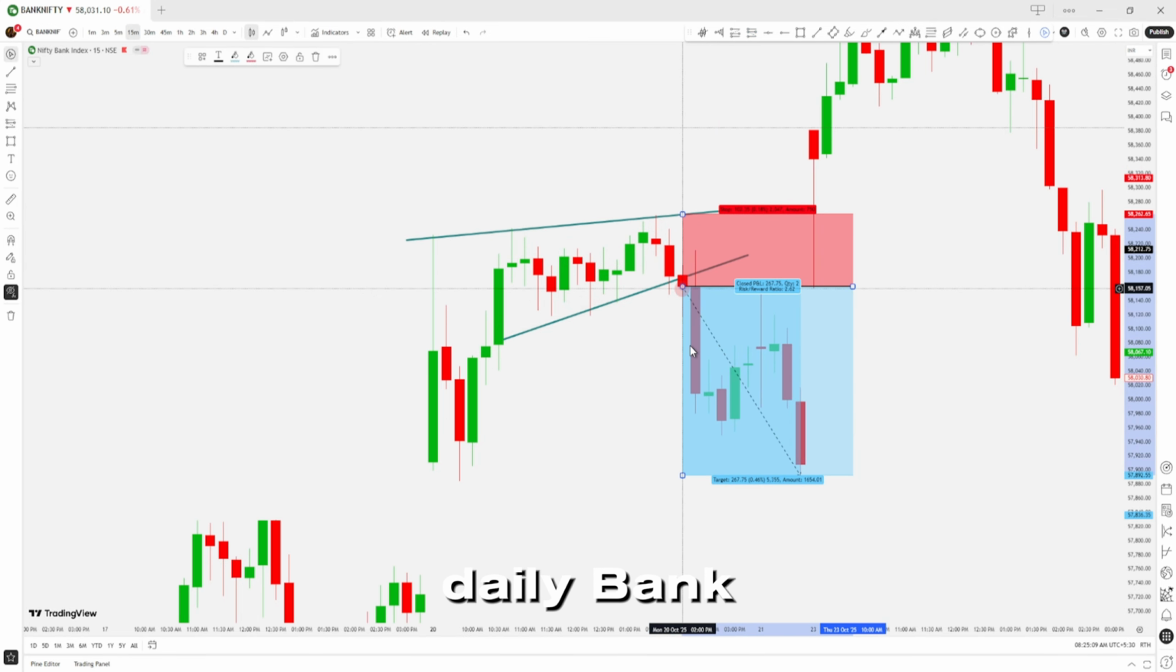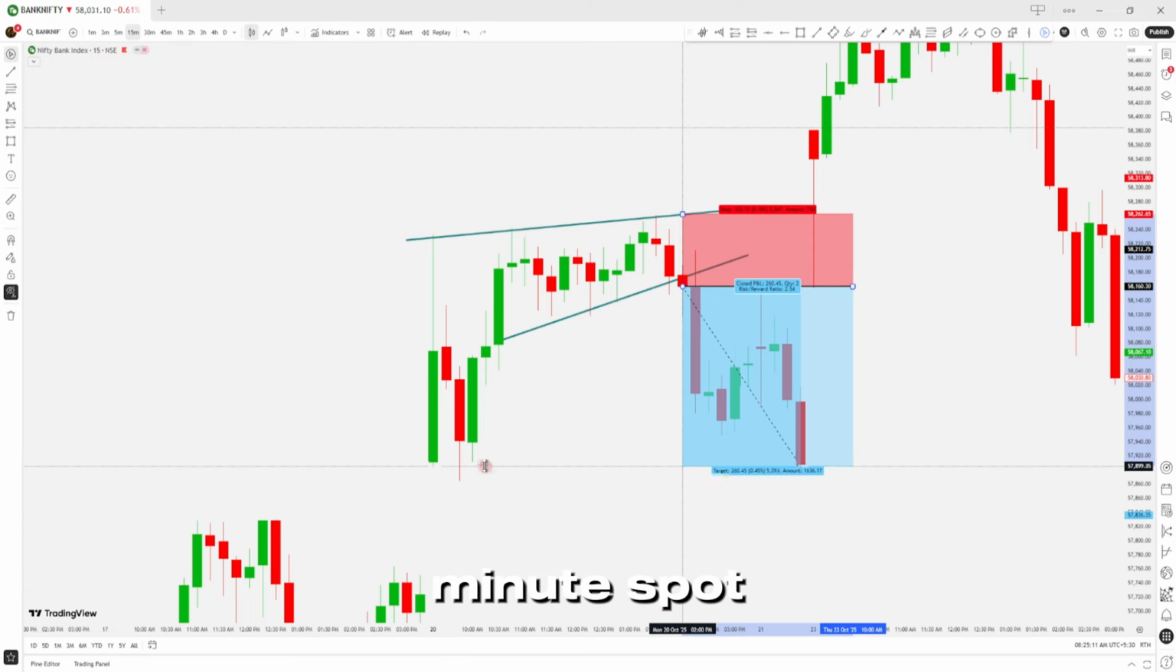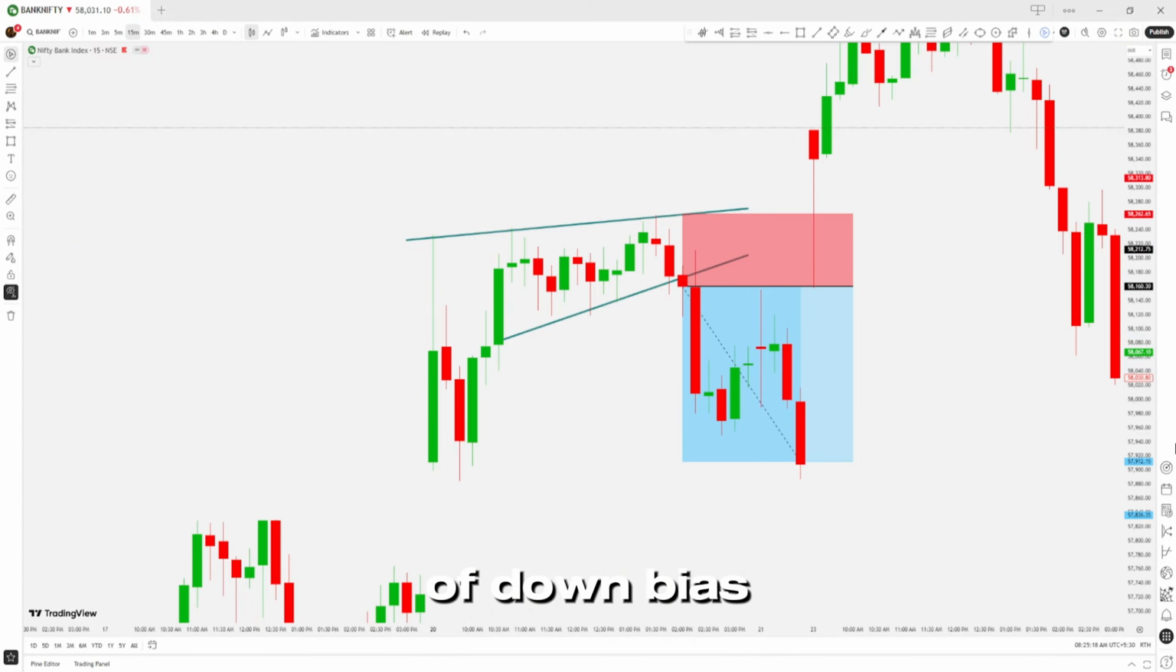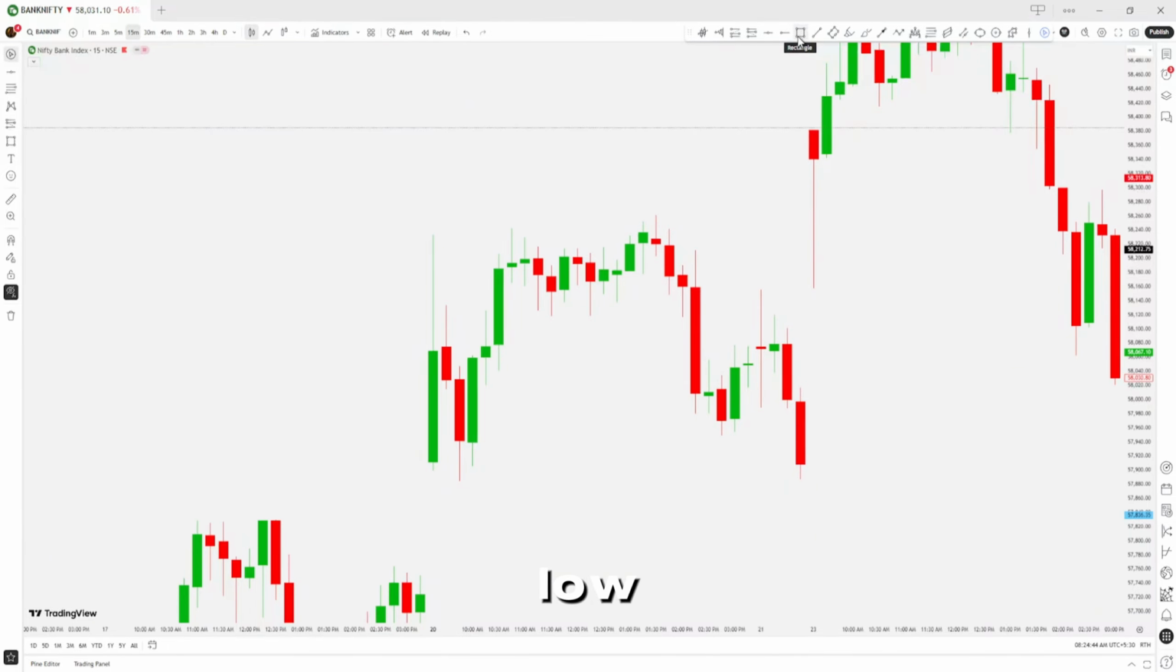Traded on daily Bank Nifty. Zoom to 15-minute. Spot the tight box with equal highs and lows. Fade entry: short at the high test close if down bias, or long at the low. Stop outside the range, 15 points. Target the range middle or the opposite side.